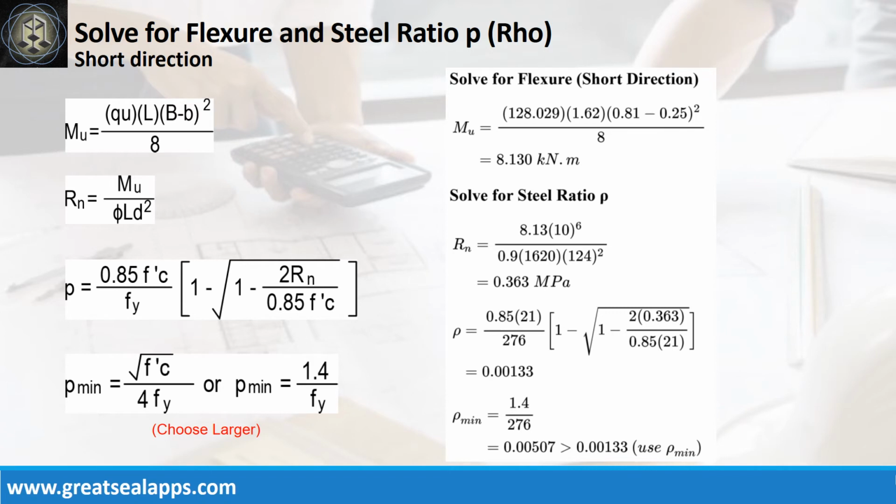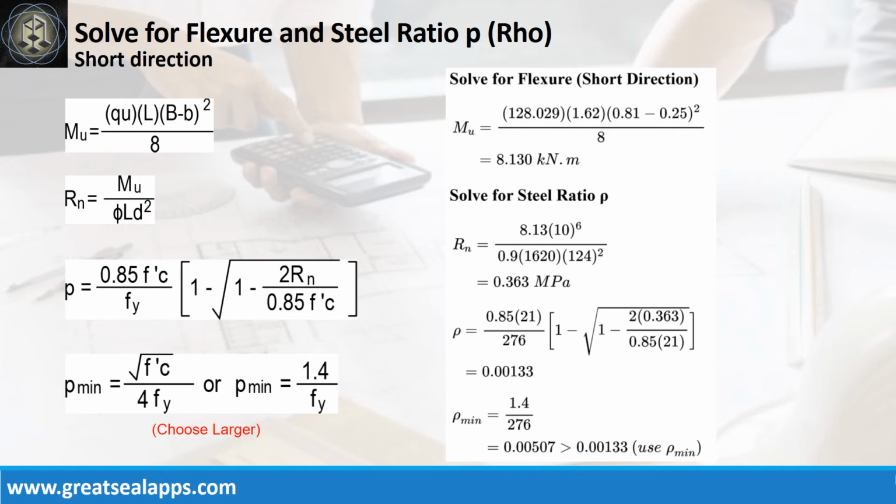At short direction, given ultimate soil pressure equals 128.029 kPa, footing width equals 0.81 meter, footing length equals 1.62 meters, and column side equals 250 mm, the maximum moment is 8.13 kN·m.